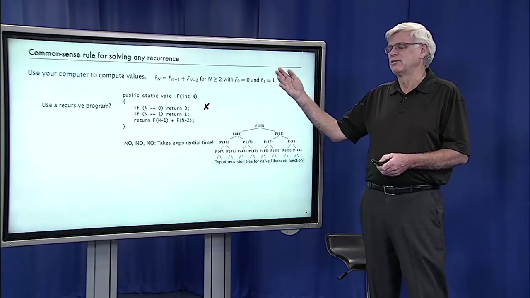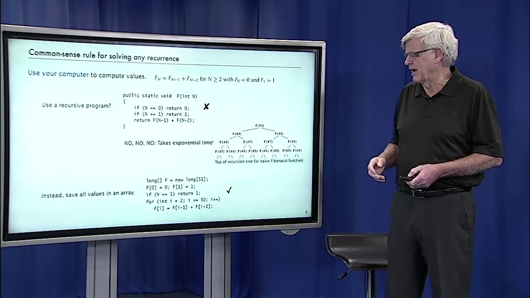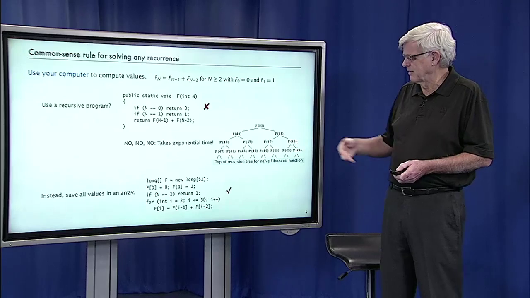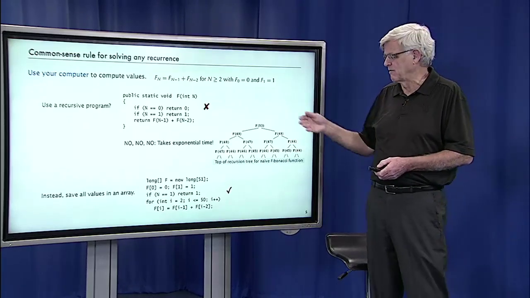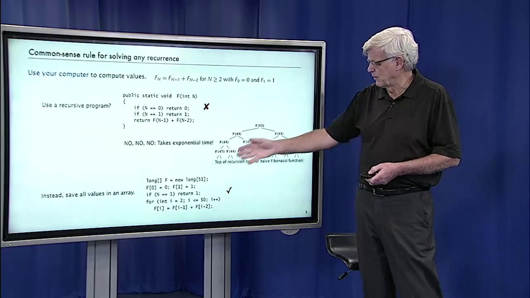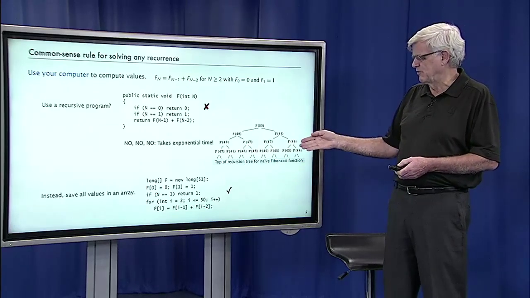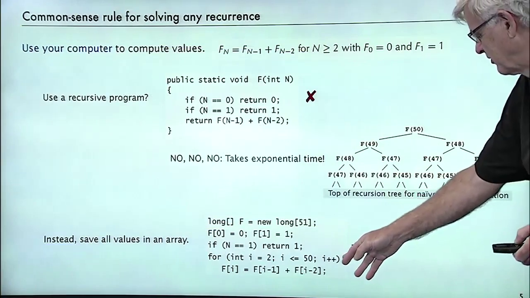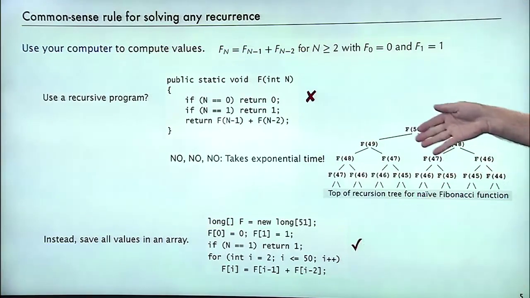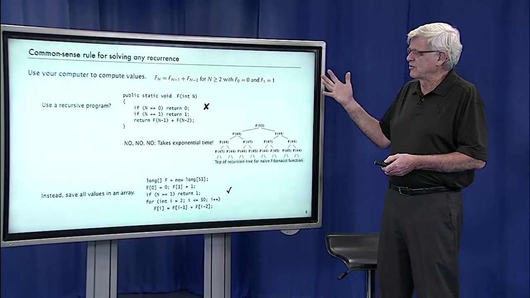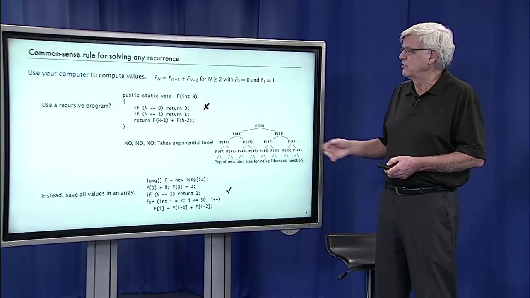So it would be nice to think about using a recursive program, but we don't do that in practice. Instead, what we do is save all the values in an array, and so we'll need an array entry for every value that we want to compute, but nowadays that's no problem. So in this case, if you want to compute f of 50, we make an array of size 51, set the first two values according to the initial conditions, and then simply go ahead and compute for every value in the sequence, its value from the previous two values. So that's a common sense way to deal with any recurrence, just use an array.